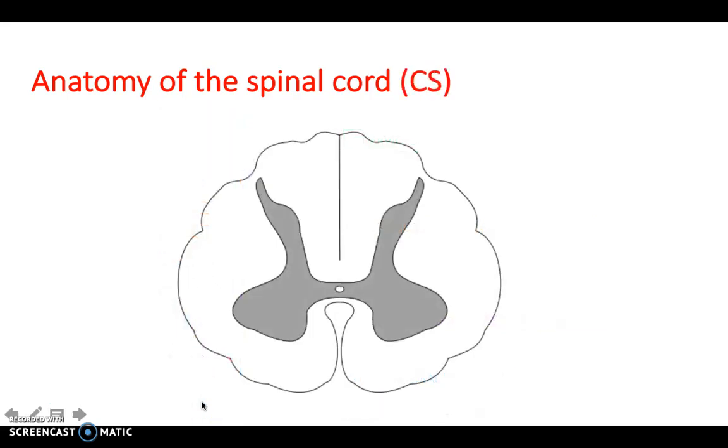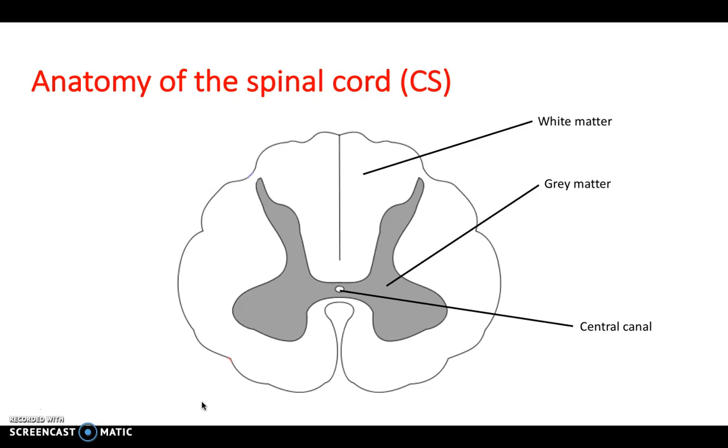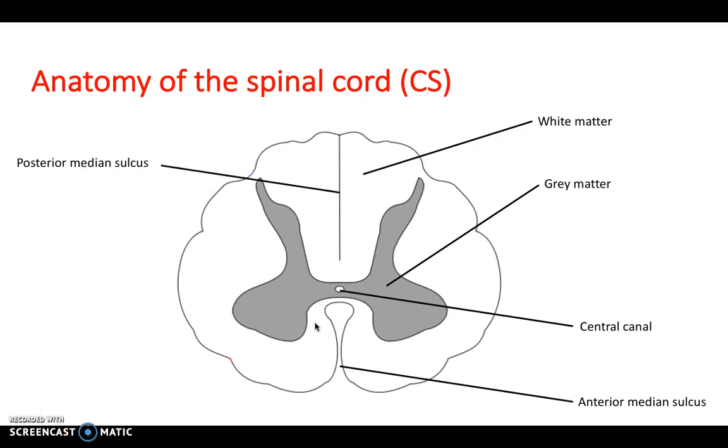Next we can take a cross-section of the spinal cord, and we should know that this is white matter and this is grey matter. The difference between these is that white matter carries myelinated fibres, and the grey matter contains the cell nuclei. This is the central canal running down the middle, and the 2 slits at the top and bottom are the anterior median sulcus and the posterior median sulcus.